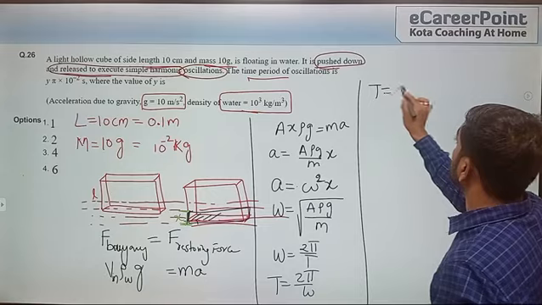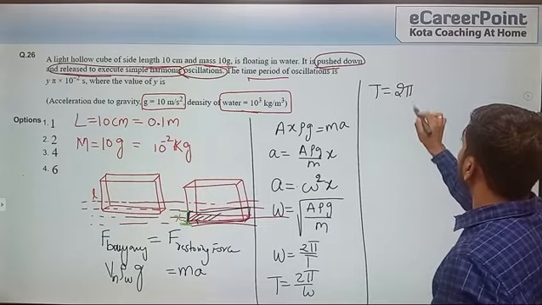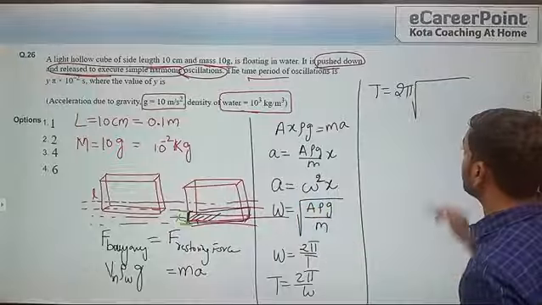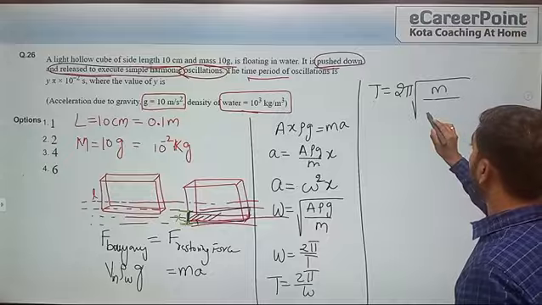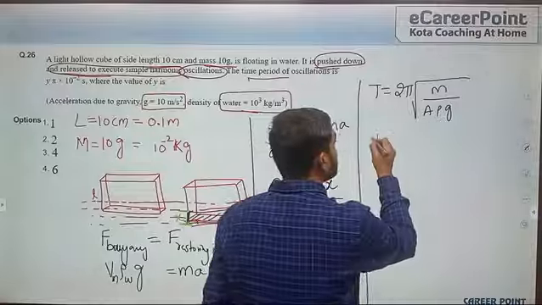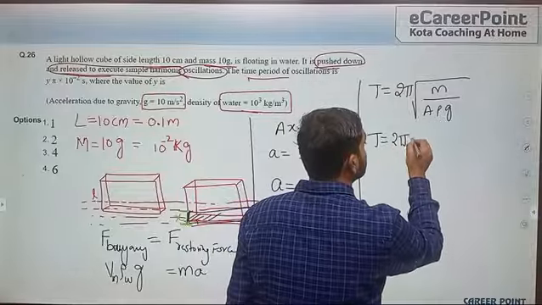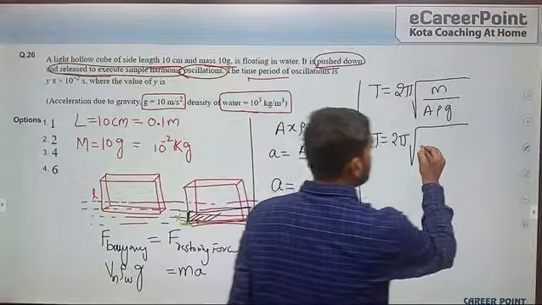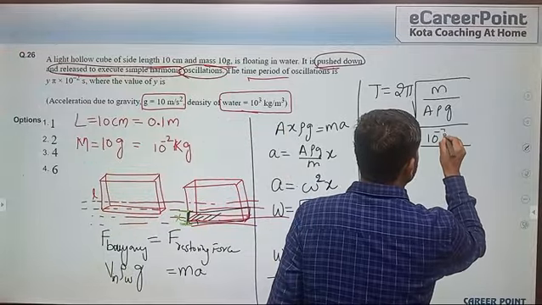T is equal to 2 pi by omega. That means the reciprocal of this, then that will be equal to m by a rho g. Right, so let us take T is equal to 2 pi root m by A rho g. So what is A here? 10 power minus 2.